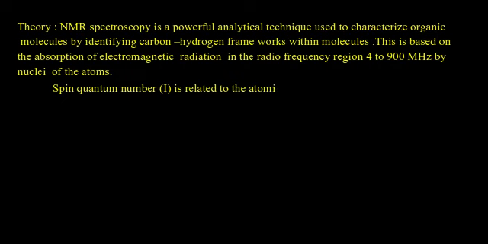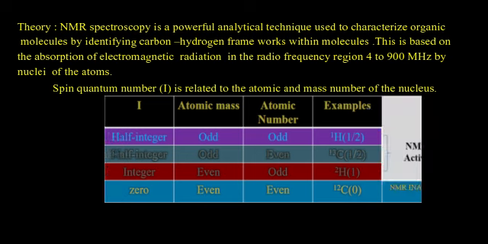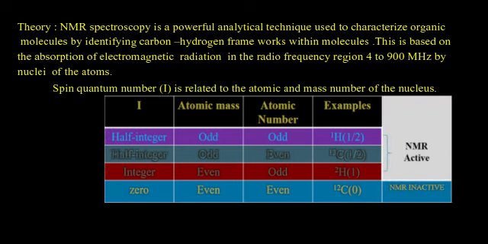Spin quantum number I is related to the atomic mass and atomic number of the nucleus. In this table, we see I, atomic mass, atomic number, and examples. NMR active: half integer, odd atomic mass, atomic number odd, and example is 1H. Half integer, atomic mass odd, atomic number even, that is carbon, 13C NMR. Integer, even mass, odd number, 2H, this is also NMR active. But I is 0, atomic mass even, and atomic number even, that is 12C, which is NMR inactive.